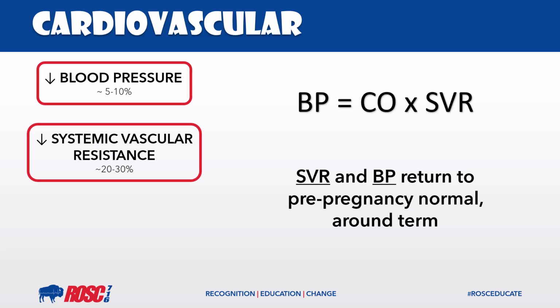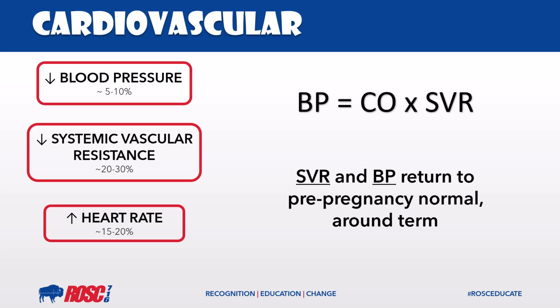In addition, the placental unit is a low resistance system. It can't auto-regulate. So with the combination of progesterone causing vasodilatation and a low resistance placental unit, the systemic vascular resistance is grossly reduced. And this reduction in SVR and blood pressure seems to return to just about normal around term pregnancy. And now we can discuss heart rate. Heart rate can increase between 15 to 20% during pregnancy. This is significant and something that we need to know at bedside.